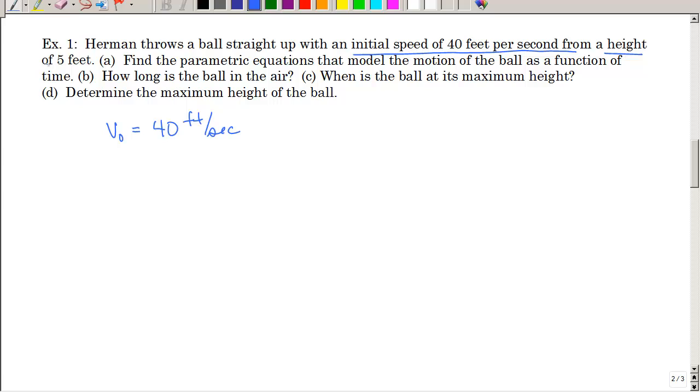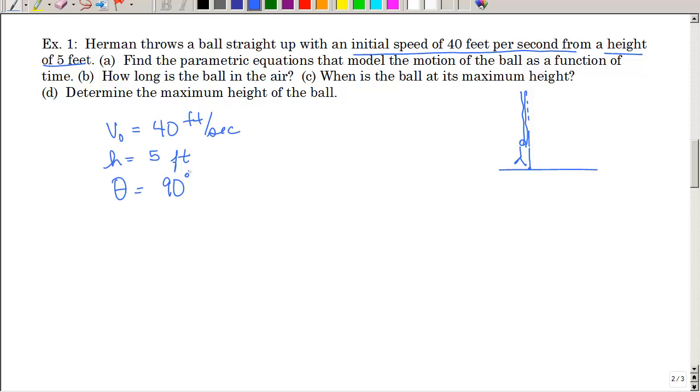From a height of 5 feet, so remember that initial height. So we've got Herman tossing a ball up, and it comes straight back down and hits the ground. So what is theta? Is there an angle of elevation? What's straight up? 90 degrees. Do we know anything else?